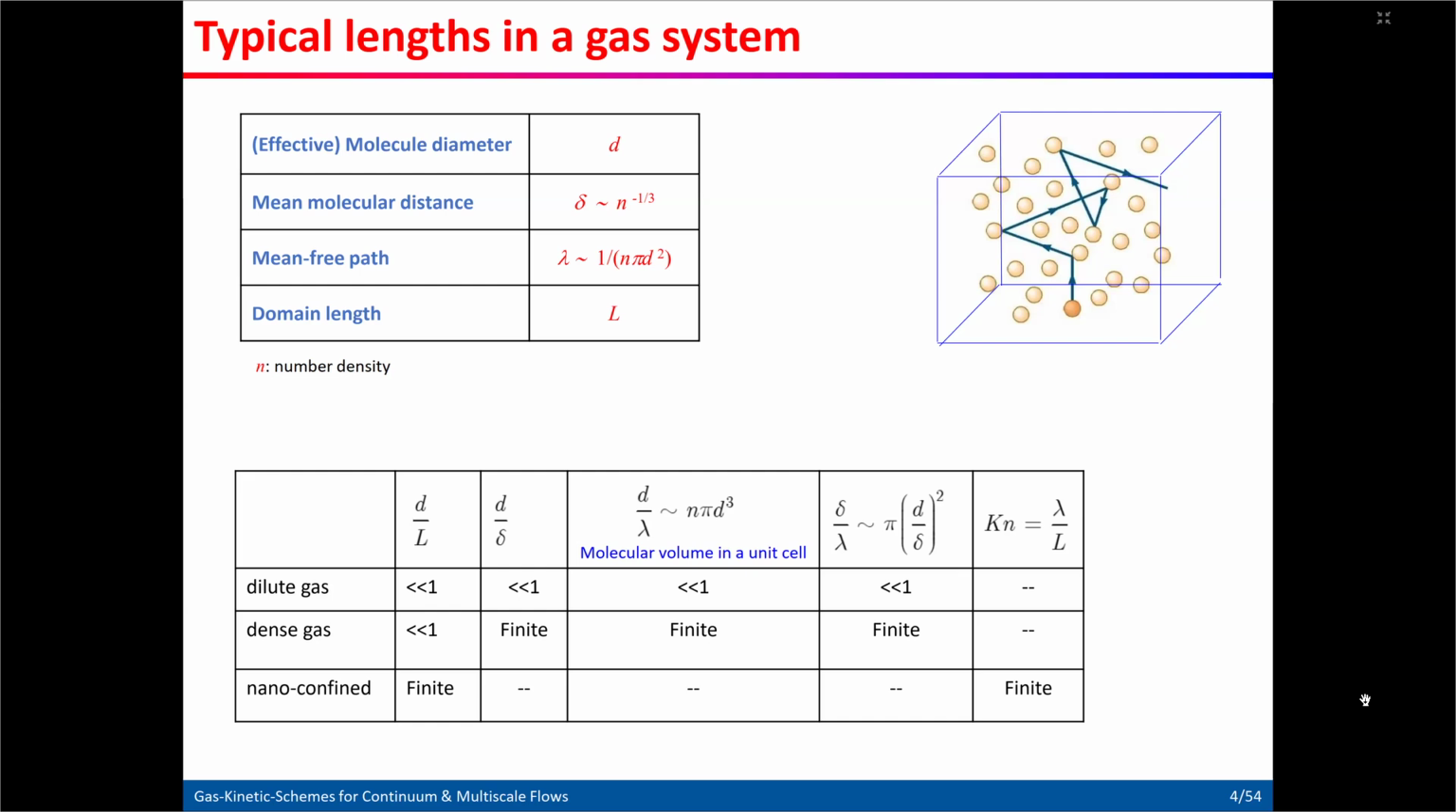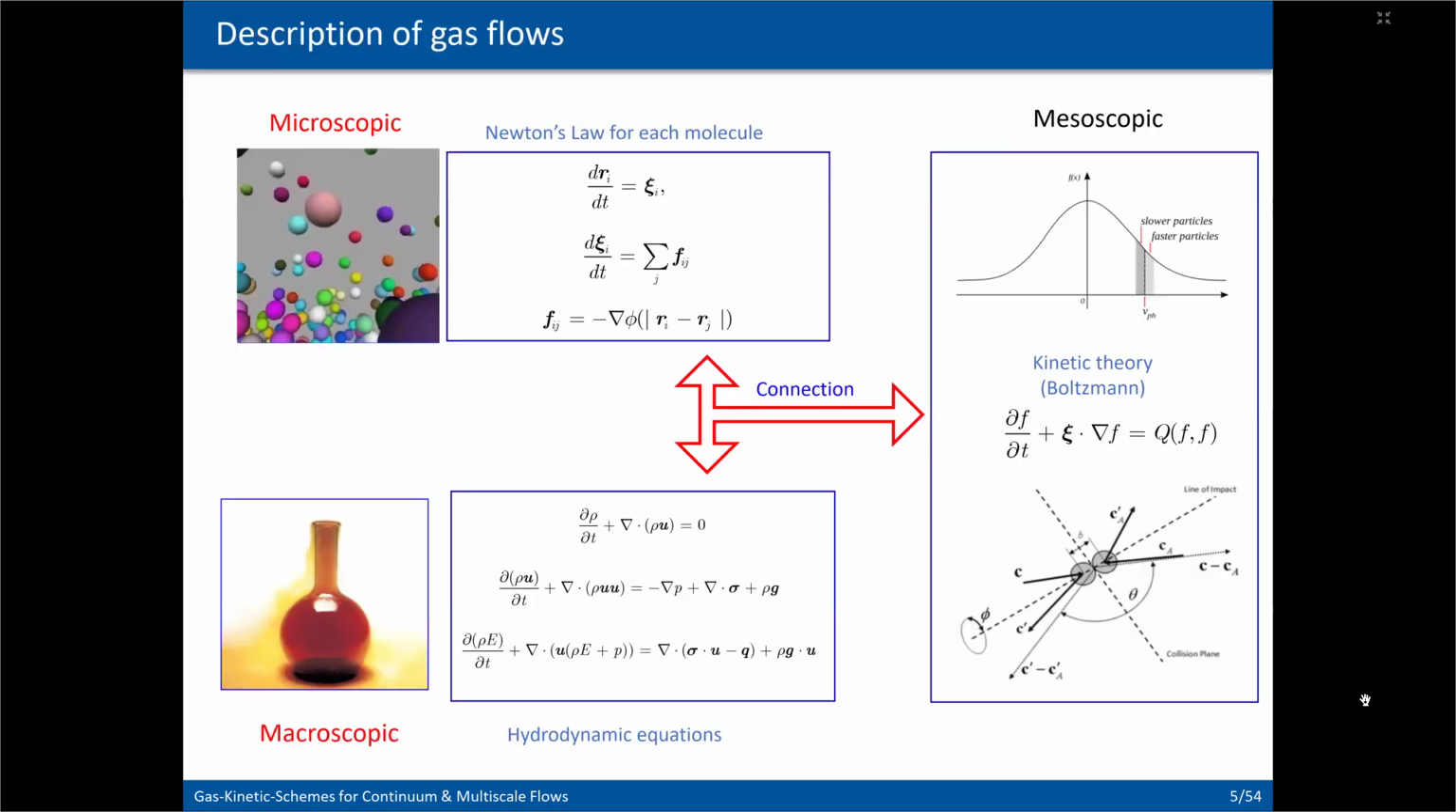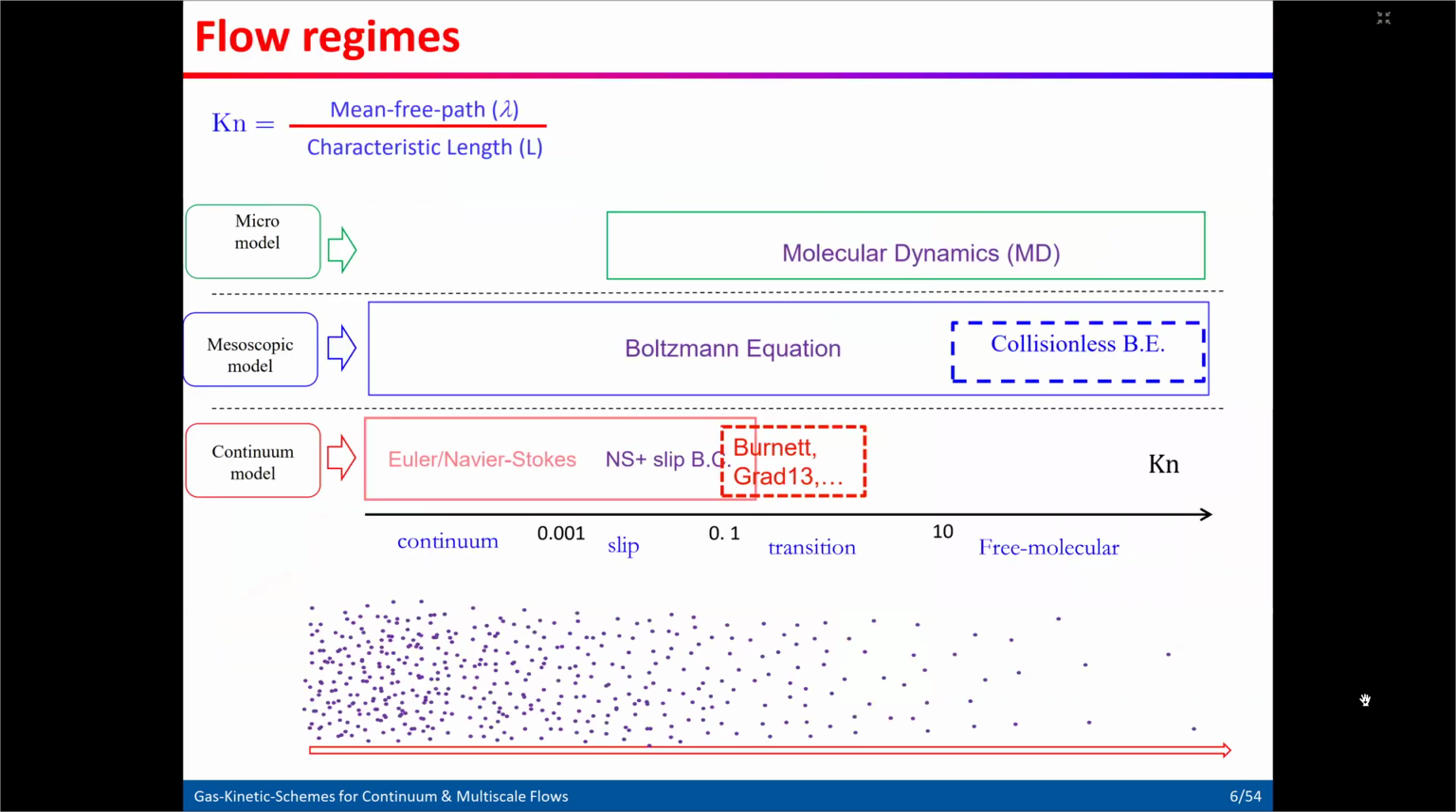For such a system, we only have 1 dimensionless parameter, the Knudsen number, which is the ratio between the mean free path and the domain size. For a gas system, we can describe it at different levels. At the microscopic level, we can use molecular dynamics to track each particle. At the mesoscopic level, we can use the Boltzmann equation to describe the evolution of the distribution function. At the macroscopic level, we can just use the Euler equations or Navier-Stokes equations to describe the whole flow. Based on the Knudsen number, we can classify a gas flow into 4 discrete flow regimes: the continuum, slip, transition, or free molecular regimes.